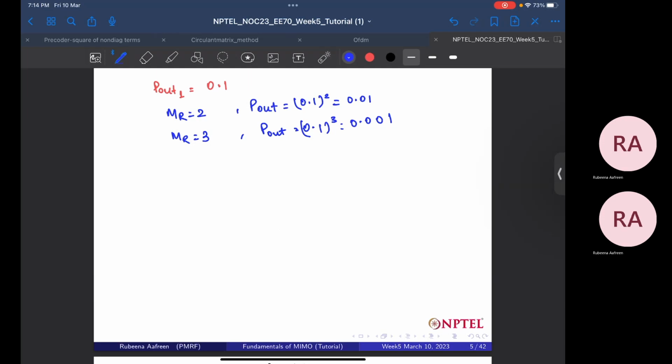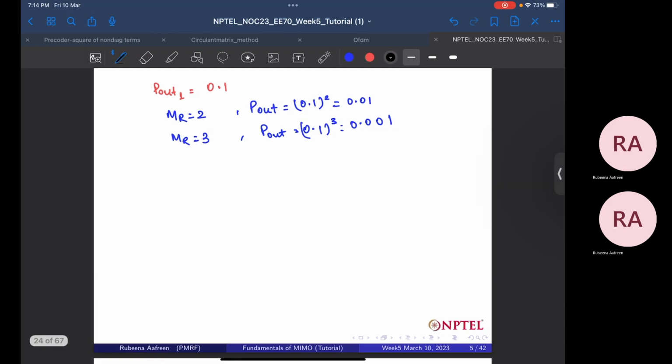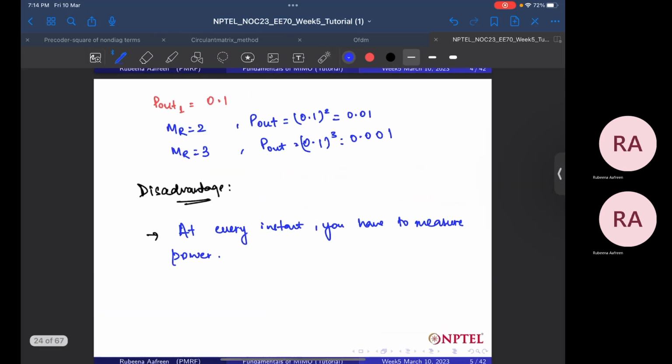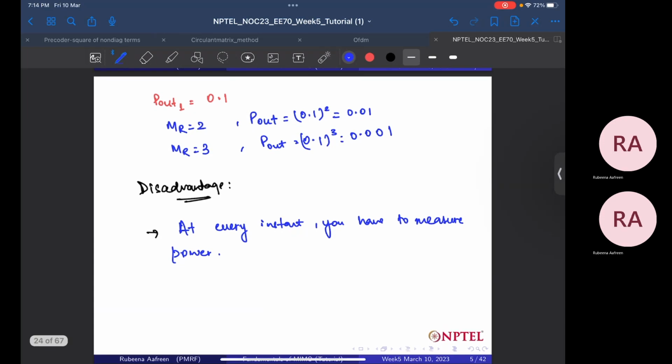Now coming on to the disadvantage. What happens is that when selection combining is used, at every instant you have to measure power, right? So this is very cumbersome. This will be computationally very complex, to measure the received power at every instant and then make decisions. This will involve a lot of circuitry.